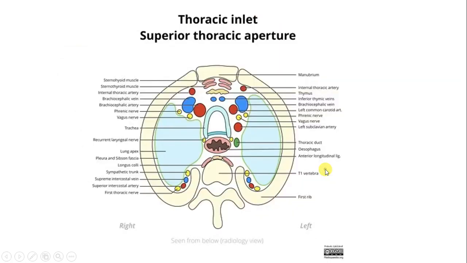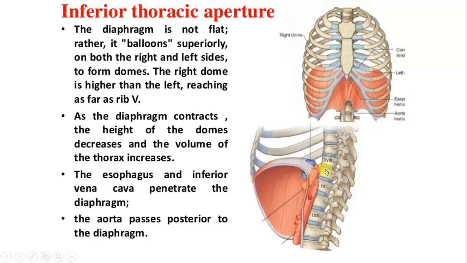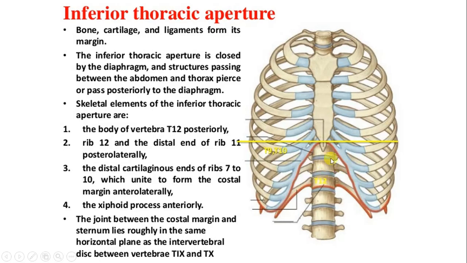But if you see the diaphragm, it is running from T12, that is the 12th thoracic vertebra, and the rib, upward and anteriorly up to the xiphisternal joint. So that's the main difference you can observe. These apertures are not straight, but they are oblique.